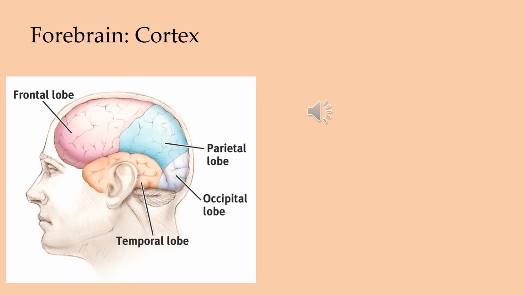There are four main lobes to the forebrain or cerebral cortex: the frontal lobe, the parietal lobe, the occipital lobe, and temporal lobe. You have a left hemisphere with four main lobes, and then you also have a right hemisphere with four main lobes.